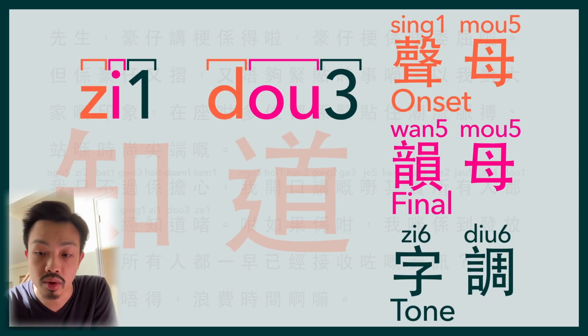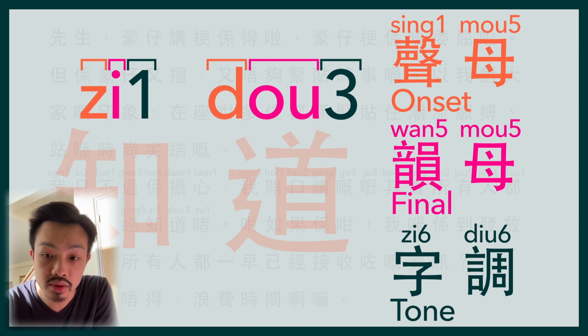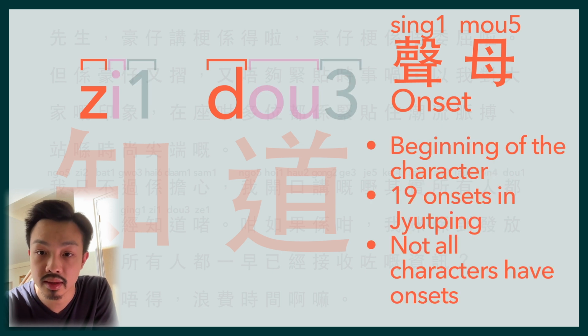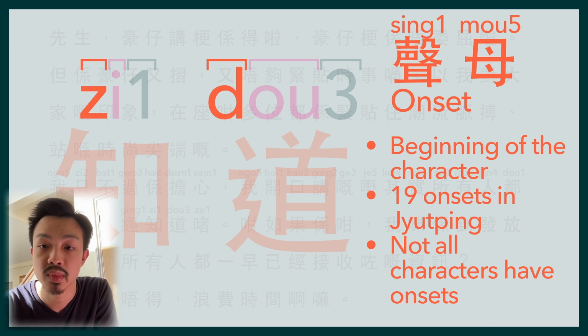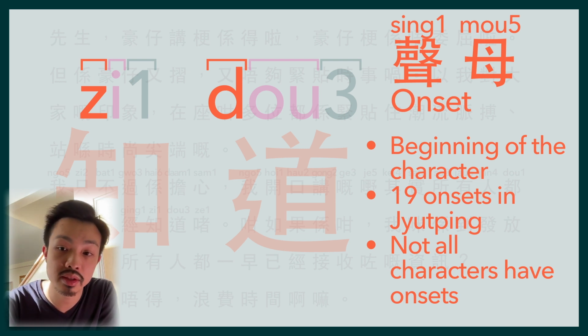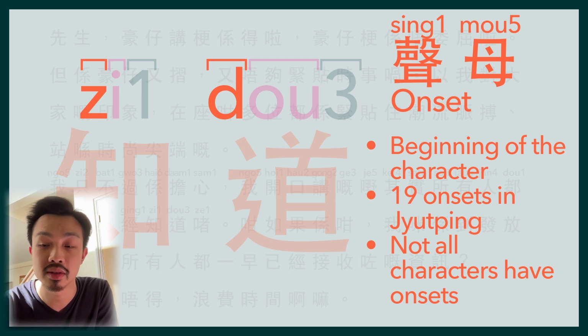Here in this example of a two-character expression, you can see that a character can be broken down into three main parts: the onset, 聲母, the final, 韻母, and the tone, 字調. So they're marked in different colors. The onset marks the beginning of the character, and there are altogether 19 onsets in the Jyutping system, which I'll be going through one by one in the videos to come. Also, not all characters have onsets. Some characters only have a final and a tone.